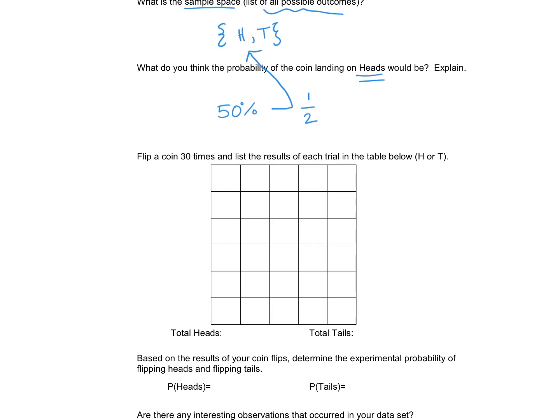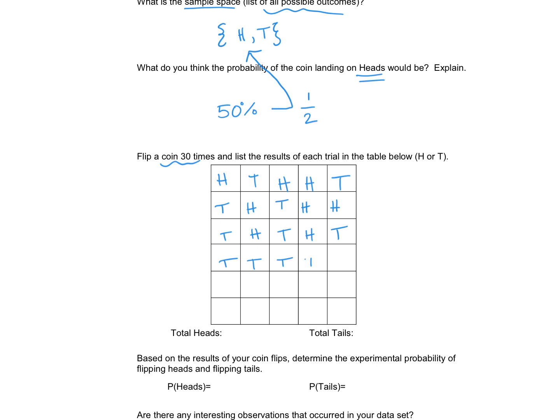So now I'm going to flip a coin 30 times and list the results of each trial. So this would be different for you, but you should really stop and flip your coin 30 times. So I'm going to put my results in the table, but again, yours could be different. And it will be different. The chance or probability of us getting the same is highly unlikely. Some might even say the probability would be like 0.